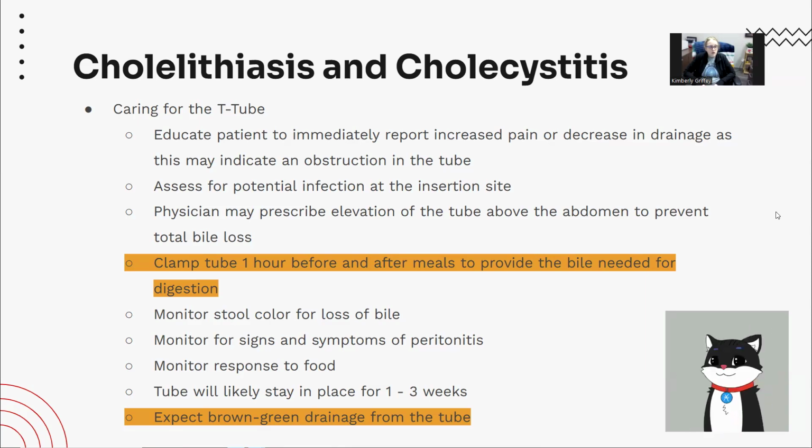You want to monitor the stool for color for loss of bile. So it'll go from that brown color to a very pale color. Monitor for signs and symptoms of peritonitis. Monitor response to food. The tube may likely stay in place for about 1 to 3 weeks. And you can expect a brown-green drainage from the tube. It can even be a little yellow in color, but those are all normal.